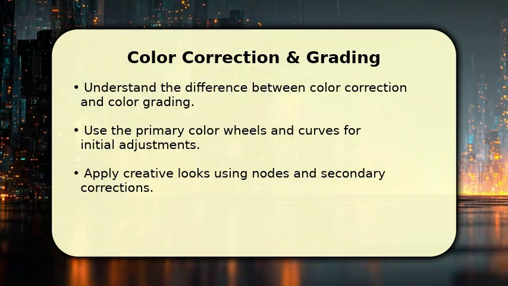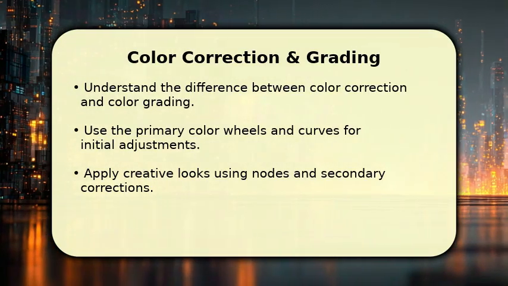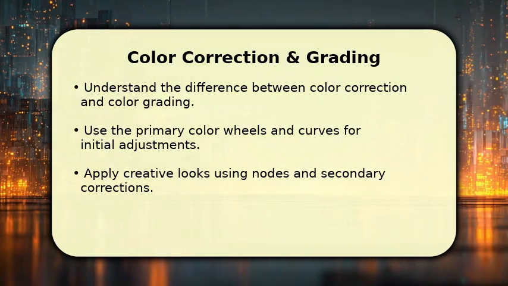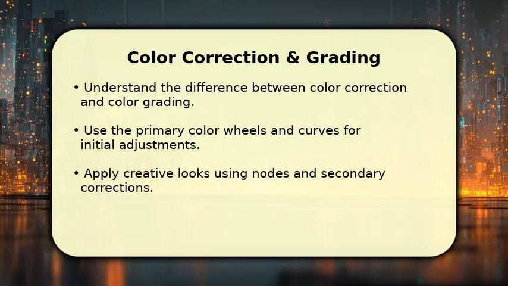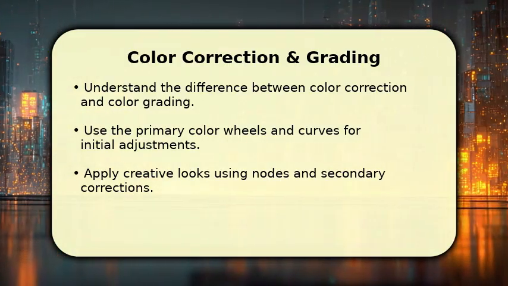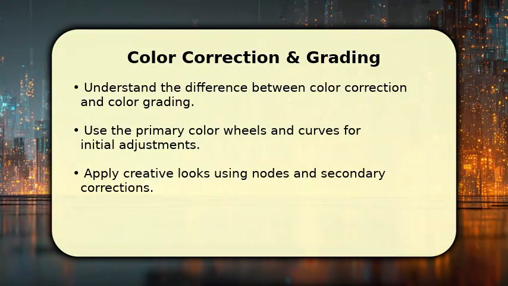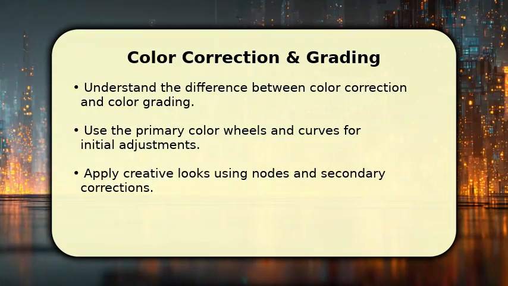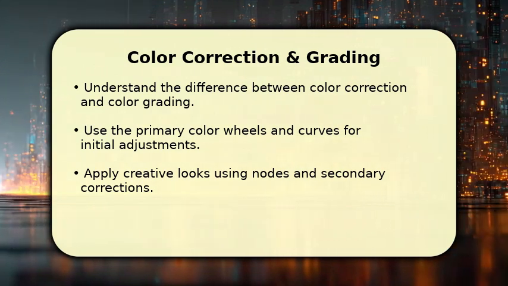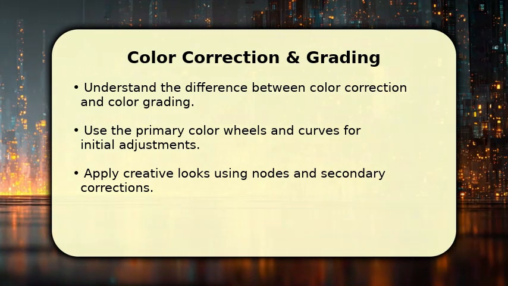Next, we'll explore the powerful color page, where your footage truly comes to life. Start with color correction to achieve a neutral, balanced image using the primary color wheels and curves. Then, move to color grading to apply a creative look, enhancing the mood and style of your video. Utilize nodes to build complex grading structures and make precise adjustments. Mastering these tools can transform your visuals from ordinary to cinematic, adding significant production value.